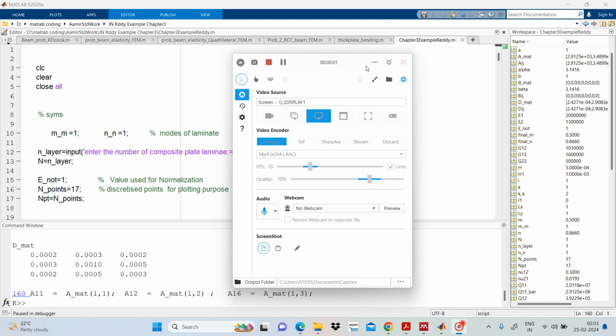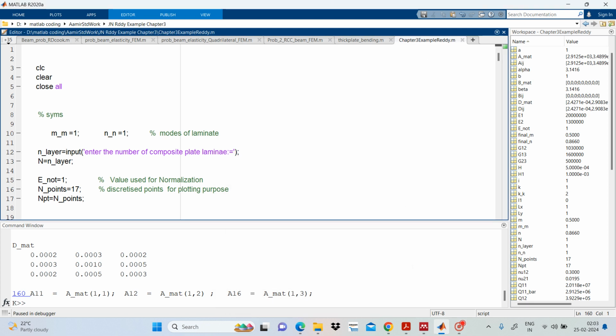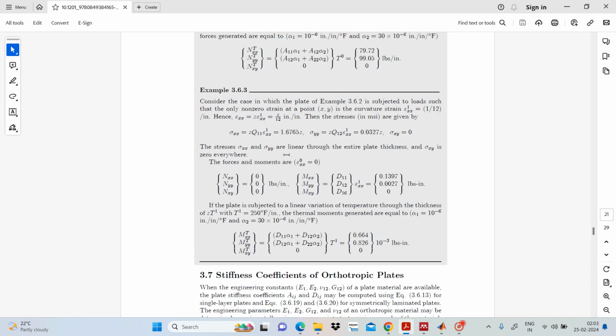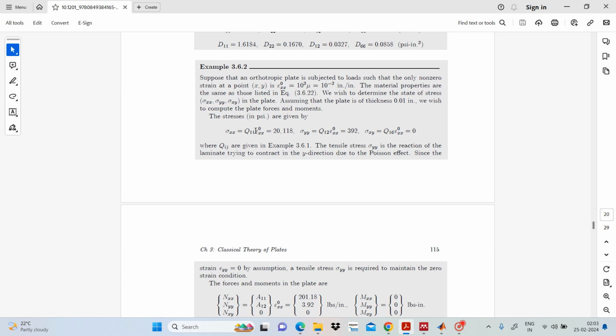Hello friends, I am Amir Nizami and today we are going to study, just continuing the last classes, generating ABD matrices for laminated composite plates. First of all we will see the next examples. In the last examples we have seen that we were given epsilon naught xx, the stretching, and then we solved the examples.